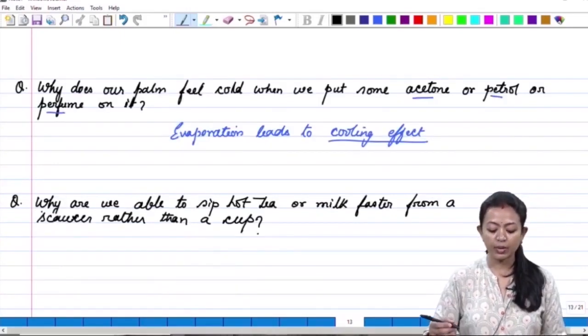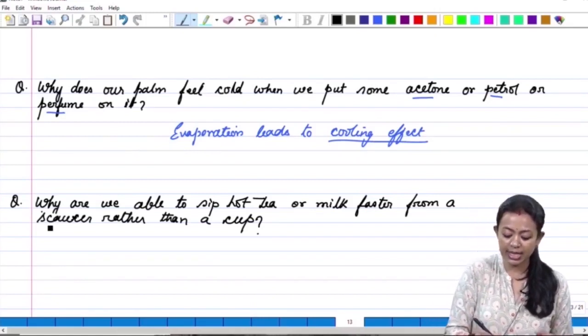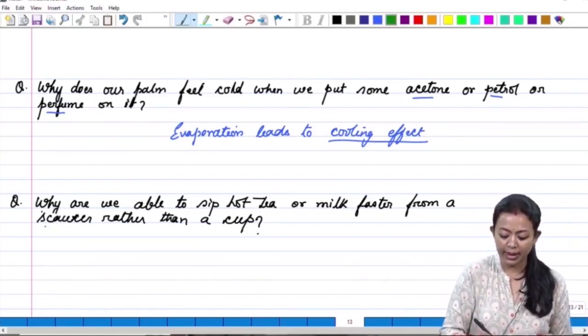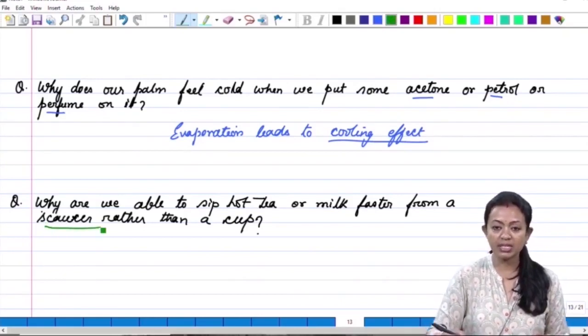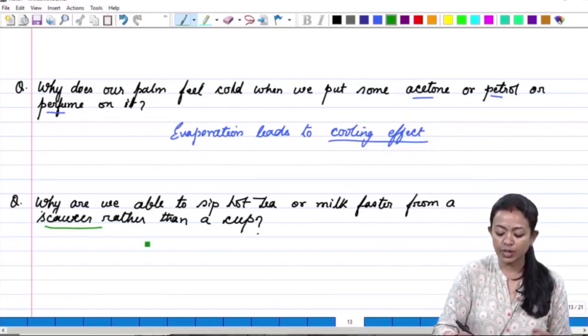Alright, now let's do the next question. How are we able to sip hot tea or milk faster from a saucer rather than a cup? For solving this problem, you need to identify the factor that I need to apply in order to see that the rate of evaporation is faster. Here we have a saucer. Now what is a saucer? The surface area of a saucer and a cup would be different. Definitely in case of a cup, the surface area is less. But in case of a saucer, the surface area is more.